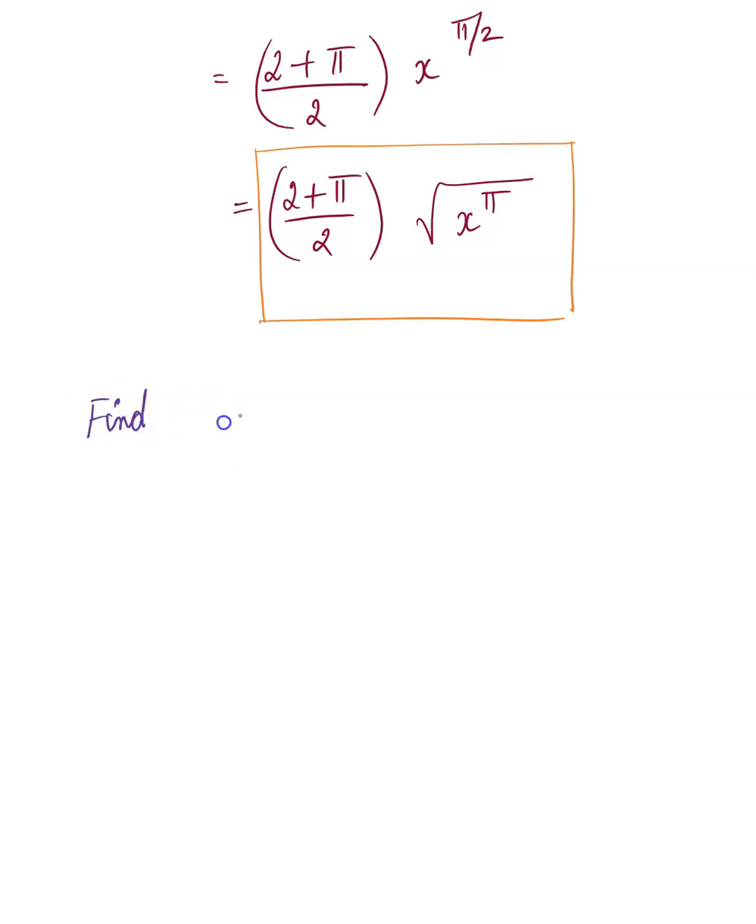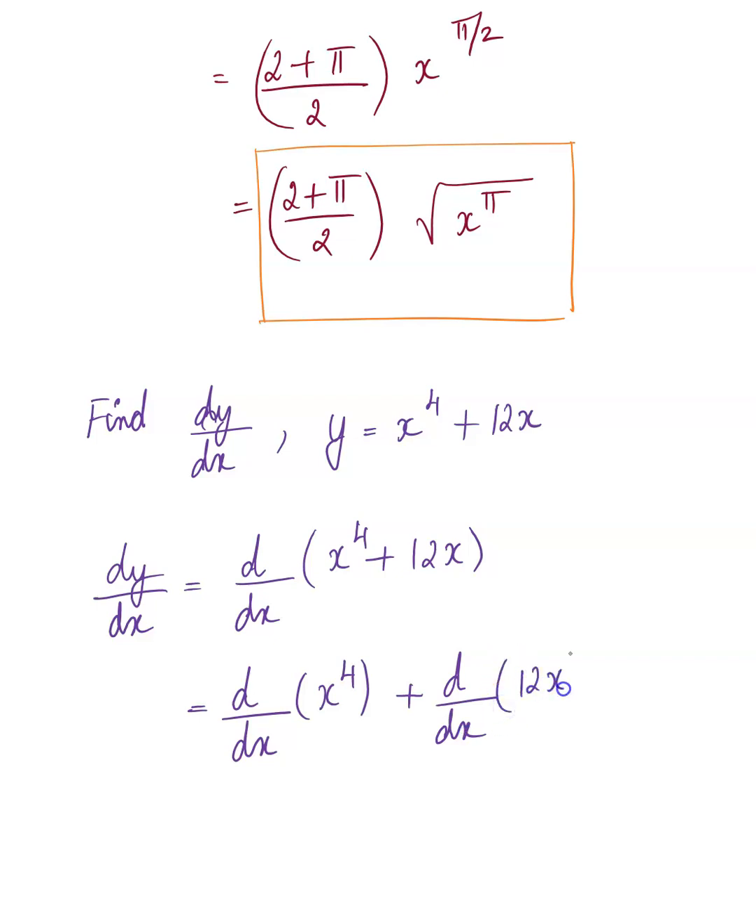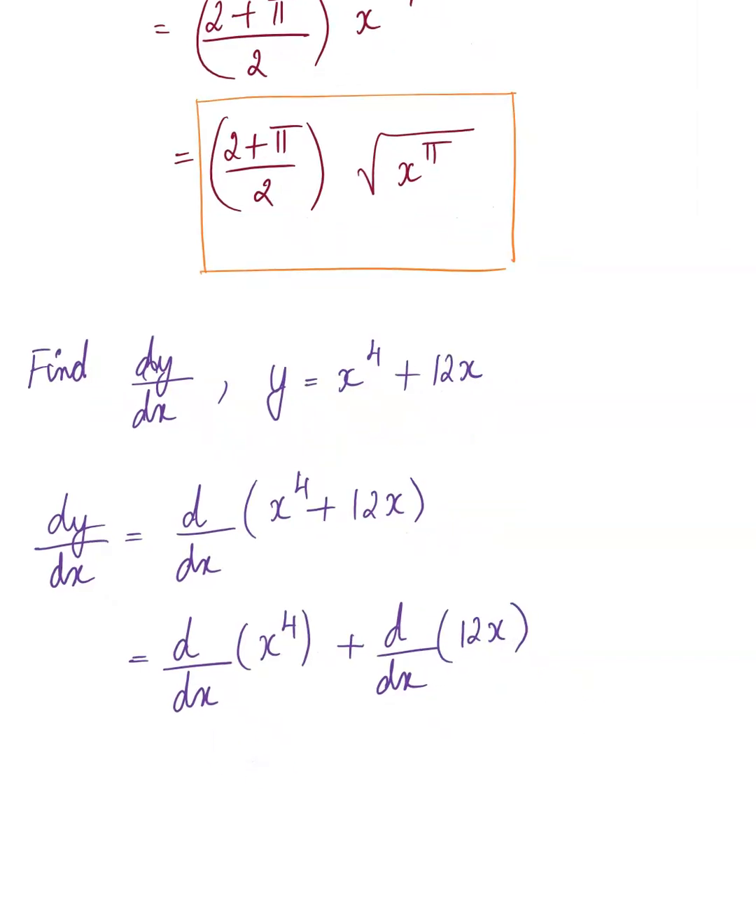Find dy over dx. And y is given to be x power 4 plus 12x. All right. As a first step, replace your y by this expression. You see that plus in between those two terms. It's a polynomial. You have the plus. So before you apply the power rule and so on, first we want to use the sum rule so that we can write them as sum of two terms.